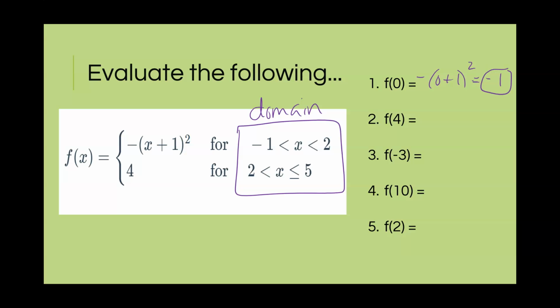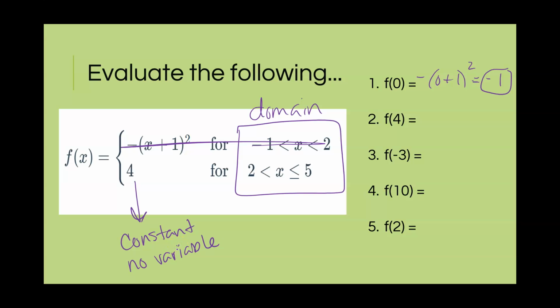Okay? All right, so the next one is 4. Where does 4 fit into here? Is 4 between -1 and 2? Nope. So we can't use that equation. Is 4 in between 2 and 5? Yes, it is. Now, this brings up an equation. I want you to flash back from Math 1. This is a constant, okay? And a constant has no variable.